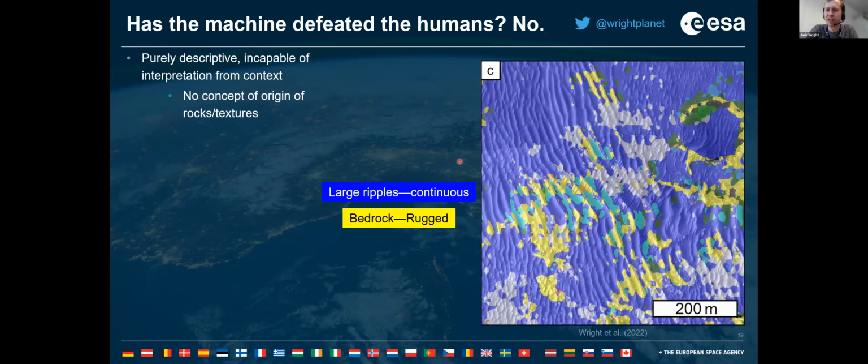Okay, so to end the talk, we're getting to the well-no-actually part. Has the machine defeated the human beings? It was able to produce a product that looks really similar to a human-made geological map that took a long time to make. Well, no.